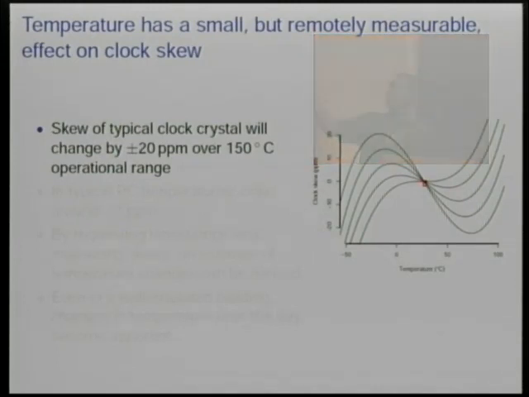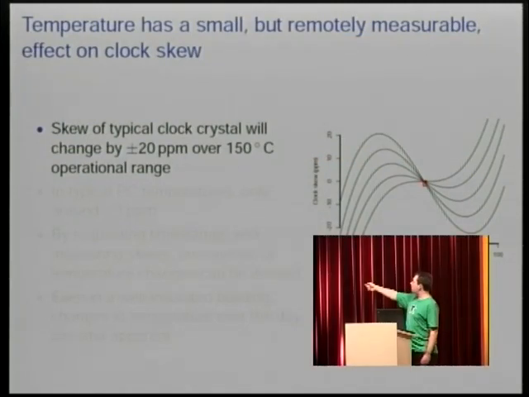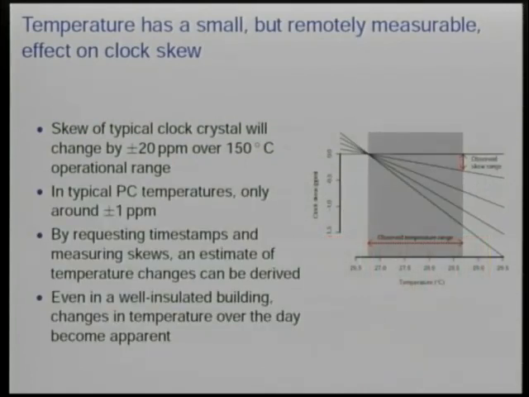This graph on the right-hand side is from a data sheet for a fairly typical clock crystal for a PC. On the vertical axis, you have the clock skew, and the horizontal axis is the temperature. This is over the full operational range of this particular clock crystal, which is minus 50 Celsius to 100. But within a PC, things like the hard disk are going to fail well within that area. So in practice, a PC, although not the CPU, will spend most of its time in this tiny box here. So let's look a bit more closely there.